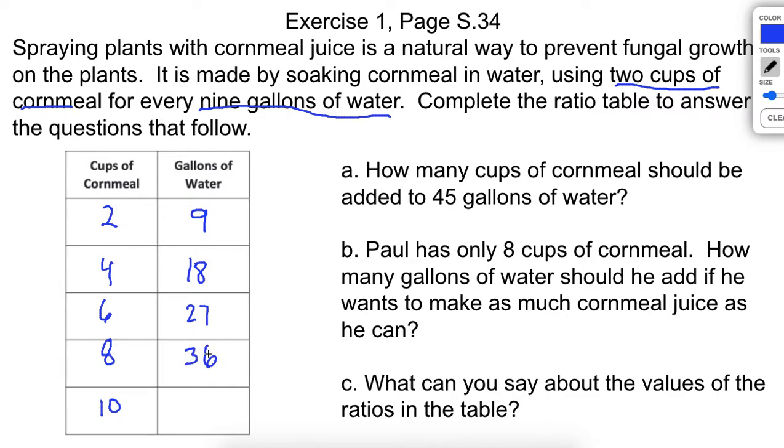36, and I noticed adding 9 is the same as adding 10, except we can take one away, so it'd be 45. Now, how many cups of cornmeal should be added for 45 gallons of water? So here's our 45 gallons of water, and that correlates to 10 cups, so this would be 10 cups.